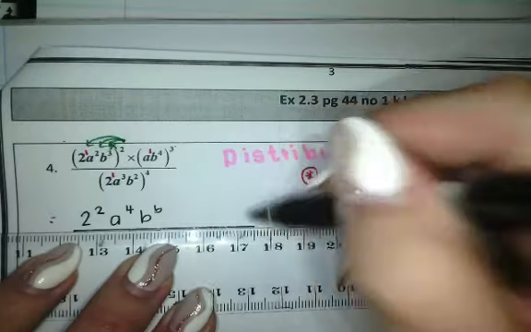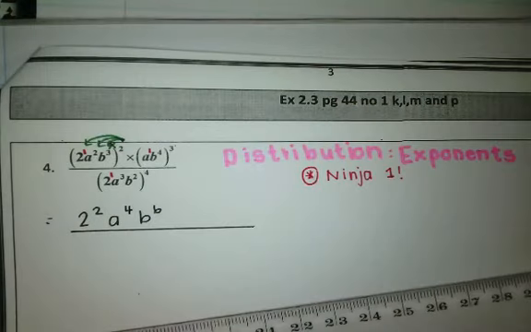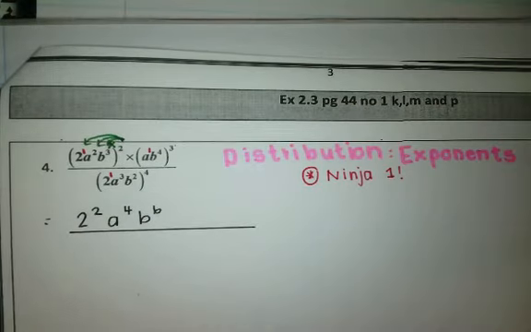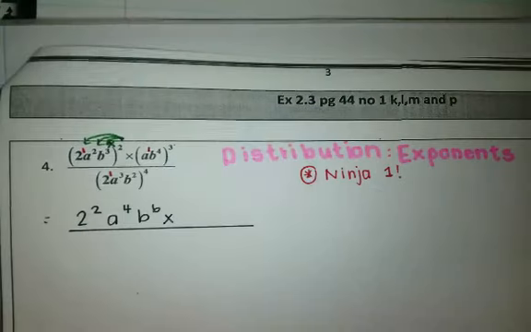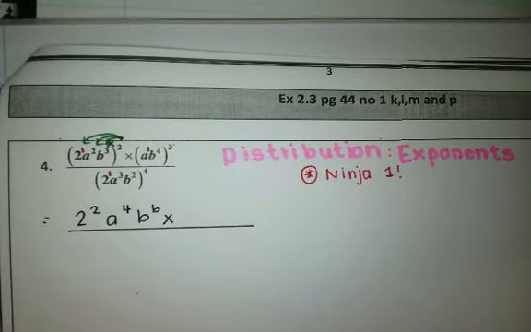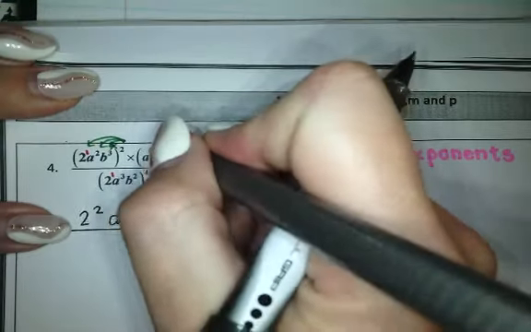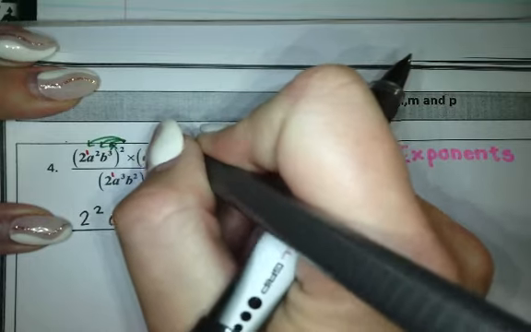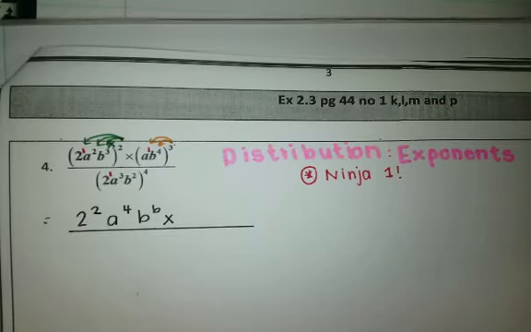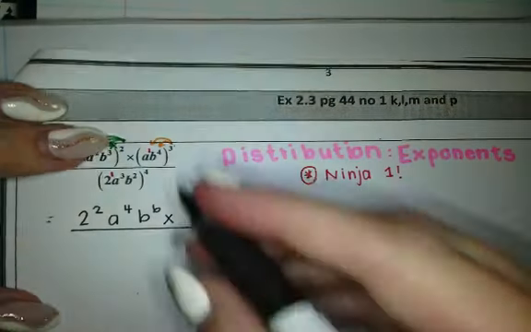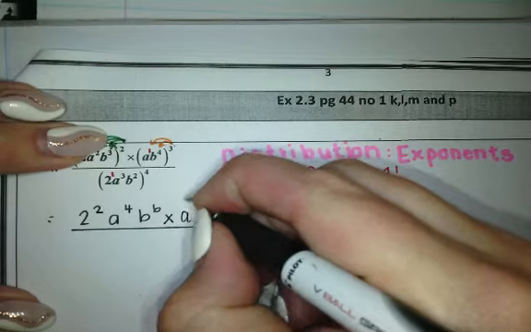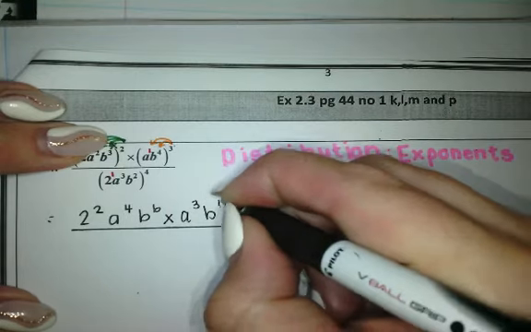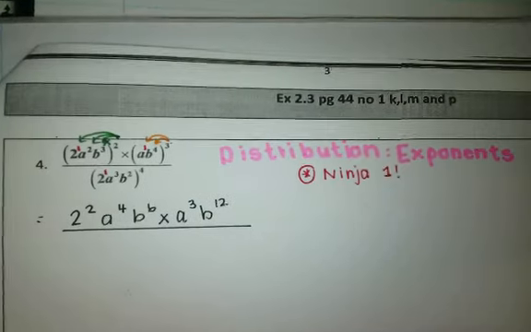No. Remember, distribution is the process of getting rid of brackets. You don't need to put that bracket back. Multiplied by, we're then going to do the same over here. So it's going to be 3 times 1, 3 times 4. So it's going to be a to the power of 3, b to the power of 12.